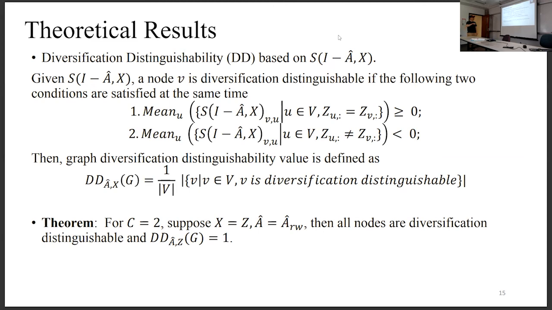And we can prove that for a binary classification problem, if we have the feature matrix as Z and the aggregation operator as the random walk normalized affinity matrix, then all the nodes are diversification distinguishable. And this value is equal to one. This shows that the diversification operation really works for heterophily problems.